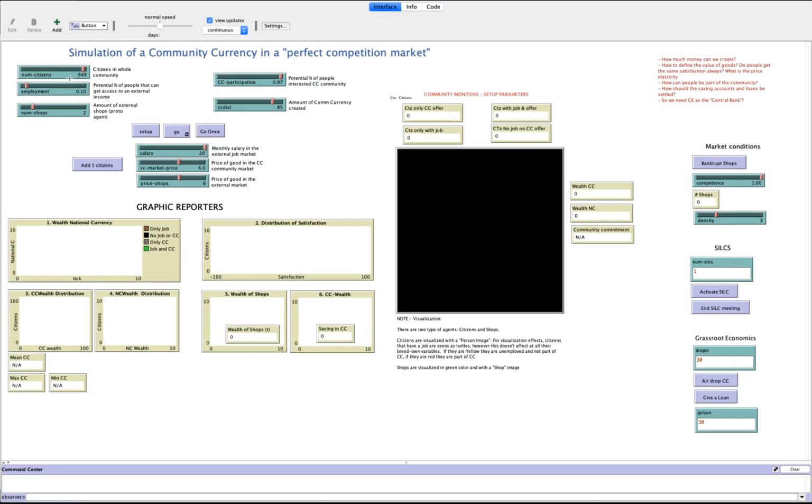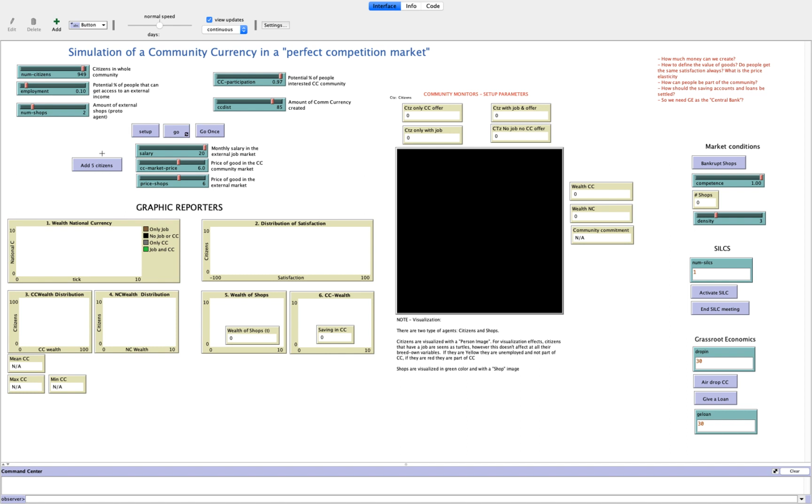Here it goes. Okay, so basically this is a NetLogo model of agent-based modeling, and what I'm gonna do here is just simulate a community currency where there is 50% potential of employment. That means that half of the population could have employment or not. The number of citizens is 1,000. Let's say 60% of the population are interested in being part of the community currency or are part of the community currency.